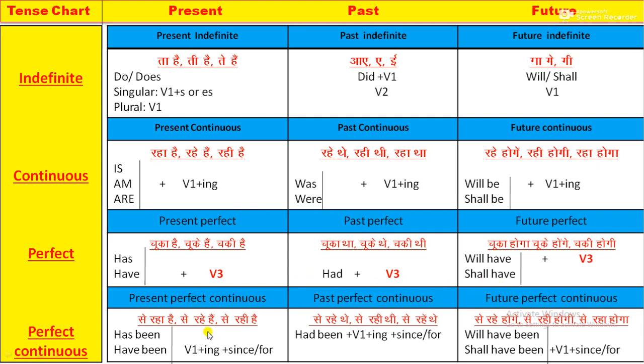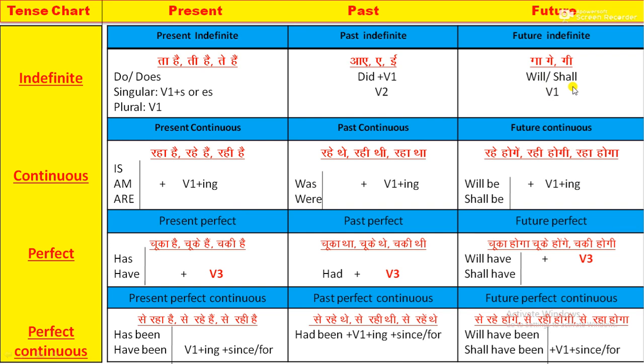Then you will add the next 3 boxes: has been, have been, had been, will have been and shall have been. So now you will speak all the 12 boxes of helping verbs. We call them boxes as well. And after this you are able to see that in future we have 2 helping verbs: will and shall.